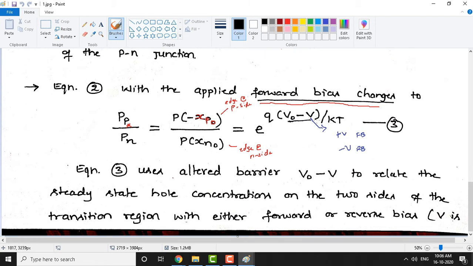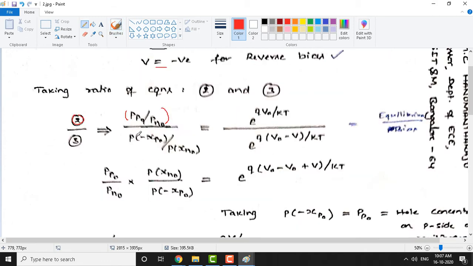We are not saying whether we are applying positive or negative voltage, but this is a general notation V. V can be positive or V can be negative. So, Pp by Pn, this also can be written as P of minus xp naught to P of xn naught. So, in the numerator we have P of minus xp naught, to the P of xn naught. Now, we will keep the right hand side equations as it is, e to the power of q V naught by kT, and the denominator we have e to the power of q V naught minus V by kT.